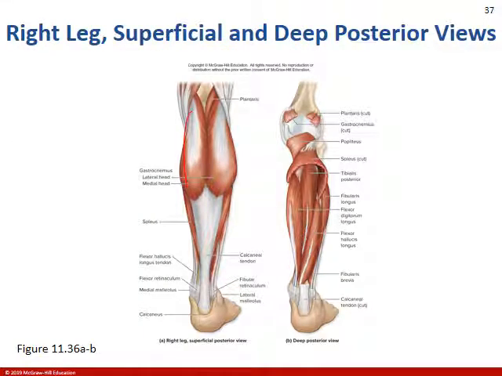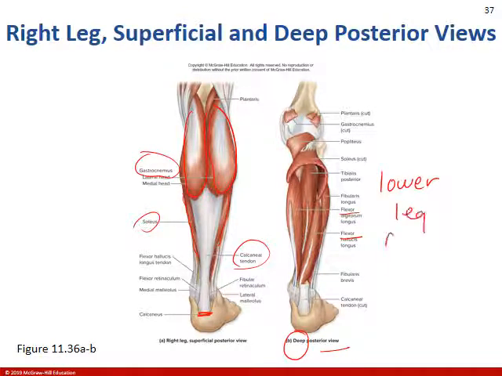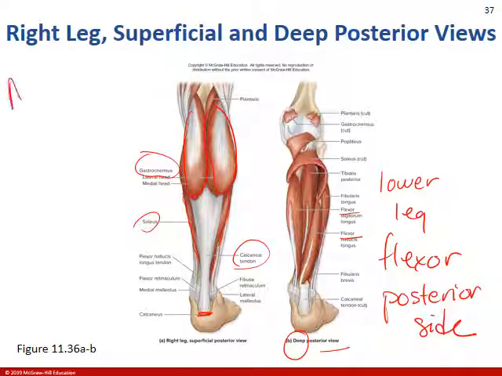Here's a posterior view so that you can see the two-headed nature of the gastrocnemius or calf muscle. You can see the soleus is peeking out from behind the calcanean tendon, which is attached at the calcaneus or the heel bone. Also, if we do a deep view, if we remove those muscles, I wanted you to see flexor, flexor. So for the lower leg, the flexors are on the posterior side. Remember how in the forearm, the flexors were on the anterior side.